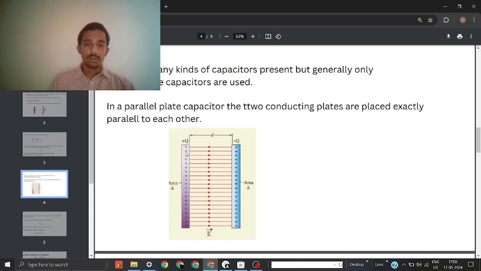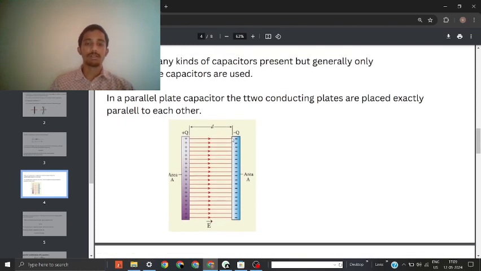So we know that electric field passes from positive charge to negative charge. The ability to permit the flow of electric field is called permittivity. And from the formula C equals epsilon naught A by d, the area A is the area of the conducting plates in this figure.